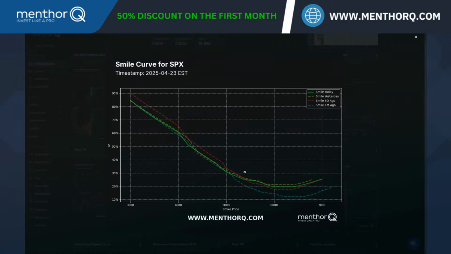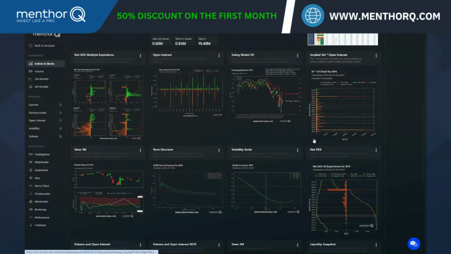So this is also a very interesting chart. And this also shows you where it is relative to yesterday, a few days ago, and a month ago. So that's another thing, the smile curve.